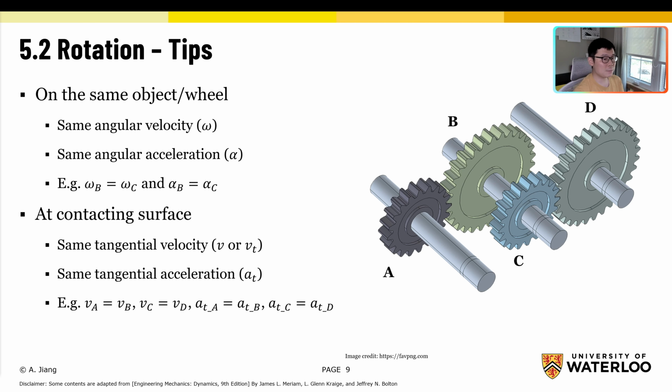When two rotating bodies are in contact with each other, most of the time gears, such as in the right-hand side example, A with B, C with D, at the contacting surface or contacting point, they will have the same tangential velocity and tangential acceleration. For example, here we have v_A equals v_B at the contact, v_C equals v_D. They're all tangential velocity. And the tangential acceleration of A equals the tangential acceleration of B. We also have a_t of C equals a_t of D.